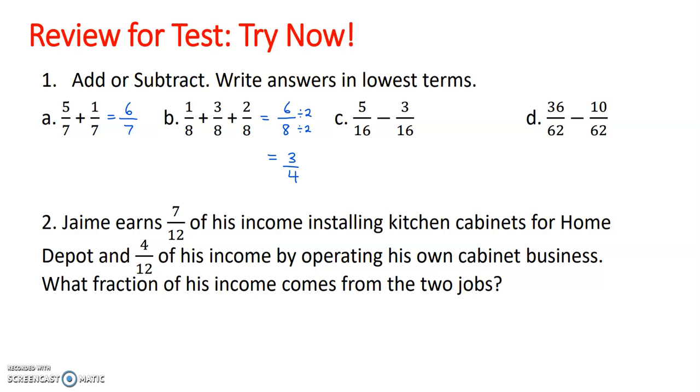For C, it's out of 16. 5 minus 3 is 2. Again, need to reduce the fraction. We're going to divide by 2, so the final answer will be 1/8. And for D, 60 seconds. 36 minus 10 is 26. We're going to divide them both by 2. Our answer will be 13 over 31.